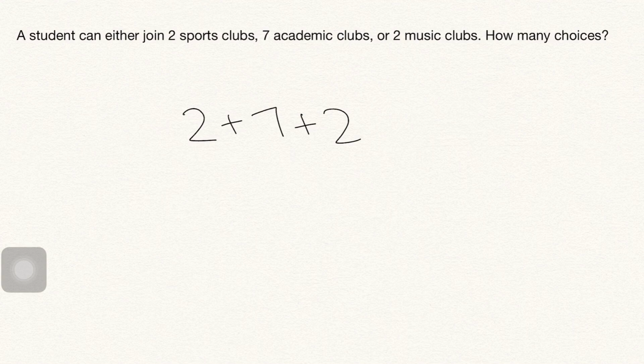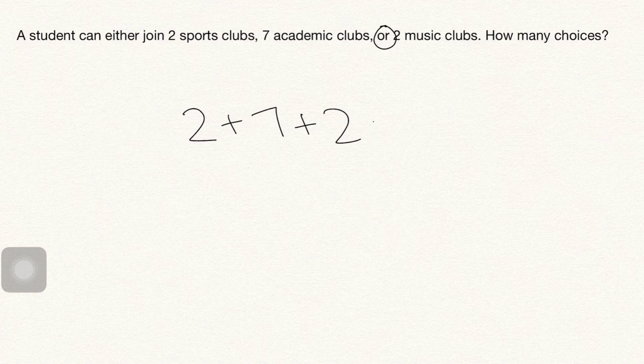And the reason we're adding here is because it's an OR question, and OR is a very important keyword that symbolizes addition. And this question actually uses the addition principle, and what the addition principle states is that when you're choosing one option, not many options, one option from multiple distinct groups, and you will only pick from one group, you can add the possibilities together. So that's exactly what we did here. We added 2 plus 7 plus 2 because those are our possibilities.